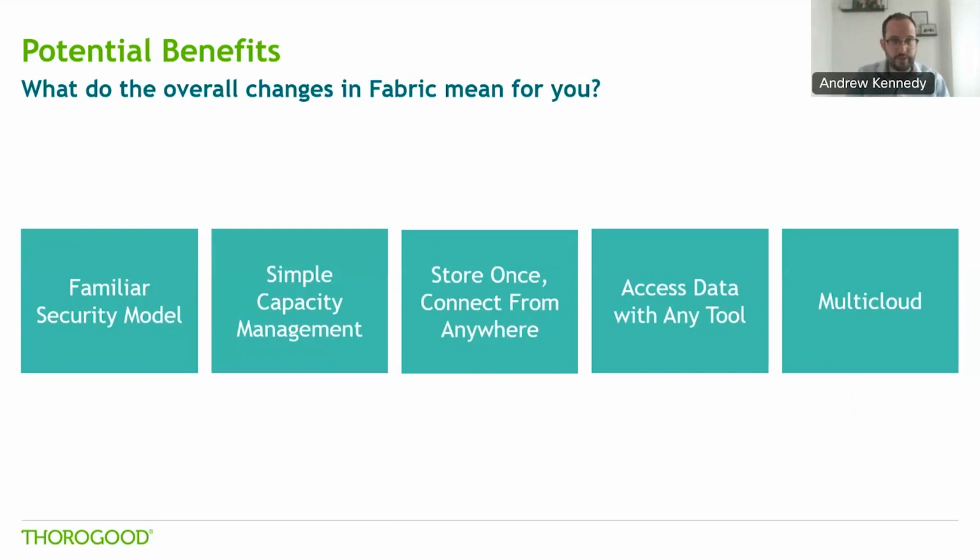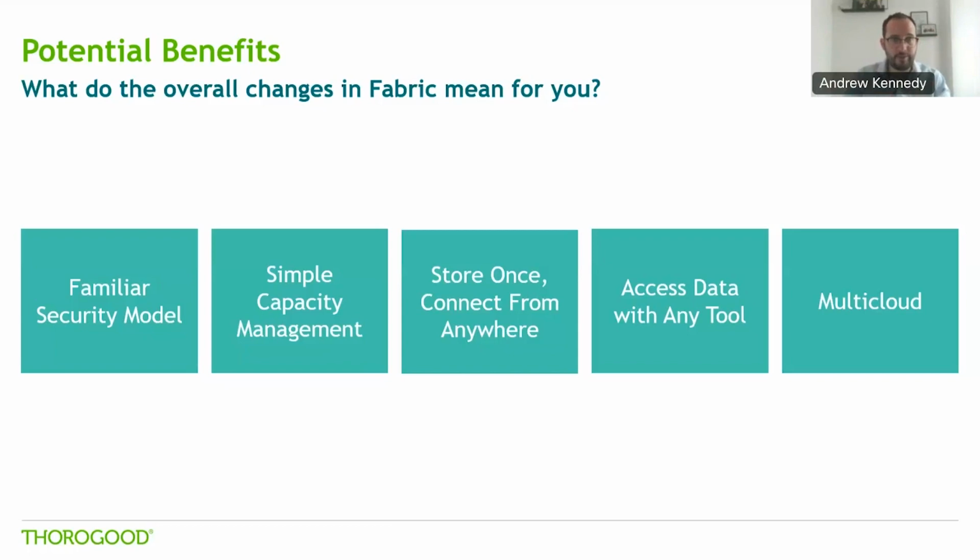Single capacity management, like I say, that allows you to set up your overall capacity, and then Fabric will figure out how to balance that between the different tools that are available, work out what's higher priority, what's lower priority, and so on, and make sure that you can use that capacity to do all of your tasks.